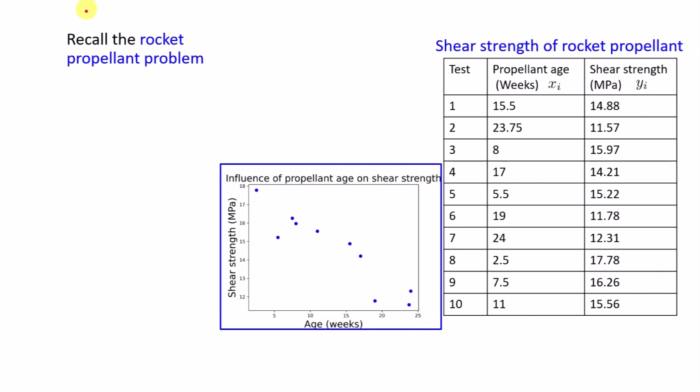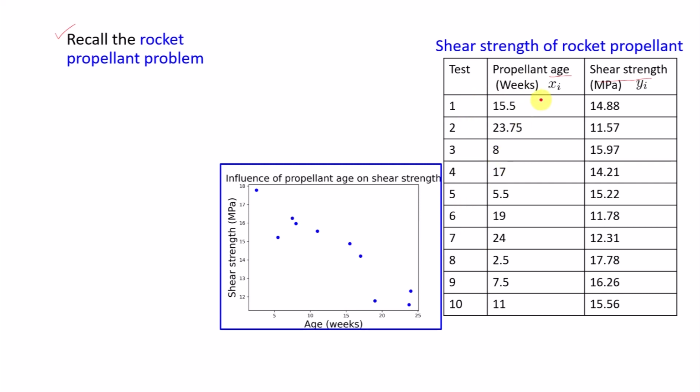Let us recall the rocket propellant problem that we have discussed briefly before. Here we are using a particular rocket propellant which is losing its shear strength with time, that is propellant age. In this table, we tabulate the experimental result. We have 10 experiments here, starting from 1 to 10.